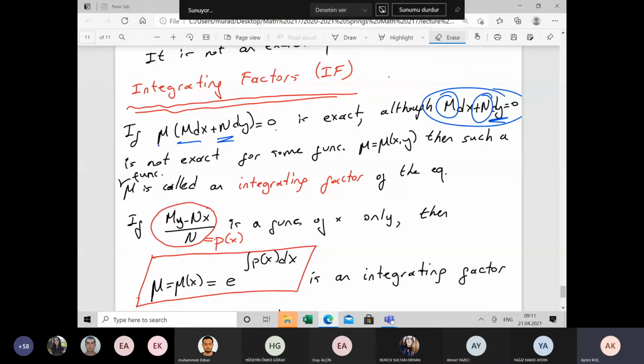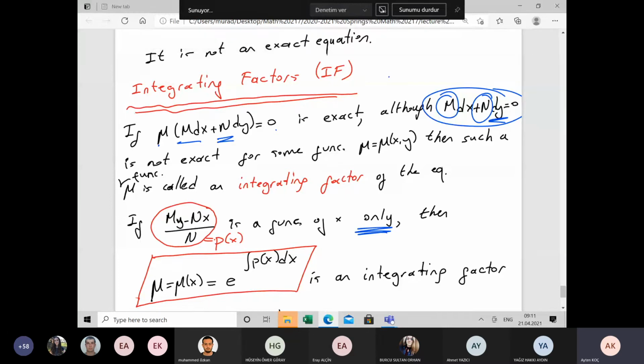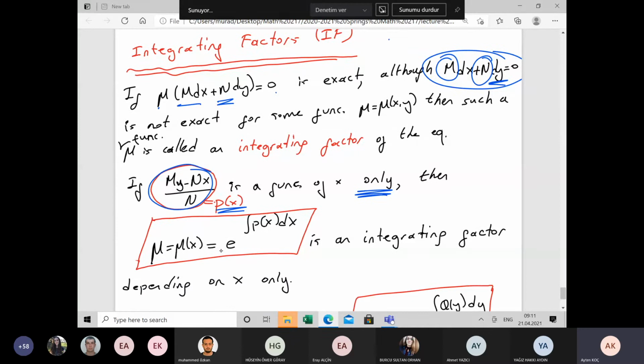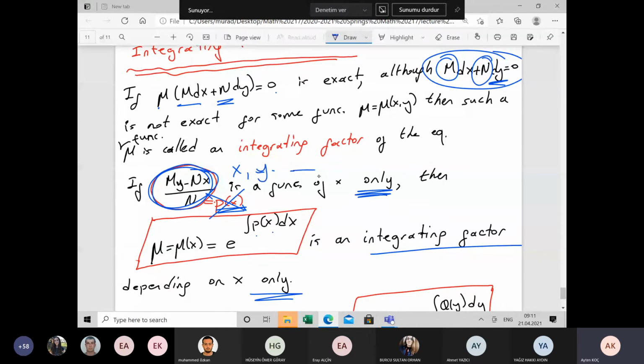If this quotient is a function of x, for example denoted by p of x, then we obtain mu. Mu is a function of x, e to the integral of p of x dx, where p of x is this quotient. This mu is called an integrating factor depending on x only. Sometimes this quotient is not a function of x only; it contains x and y.